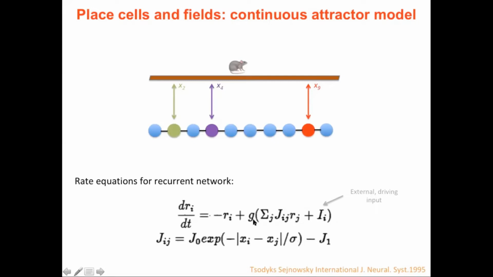If it is above some threshold, then there will be some positive contribution to the firing rate, and dRi/dt will be positive. So Ri will increase over time.